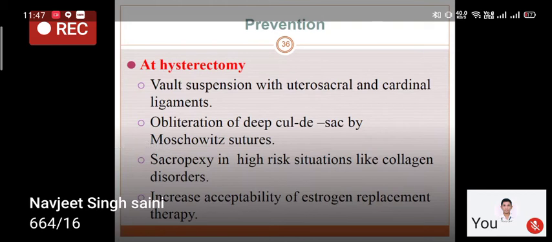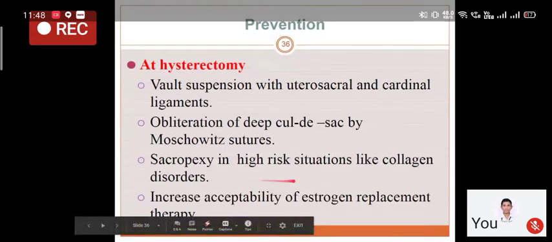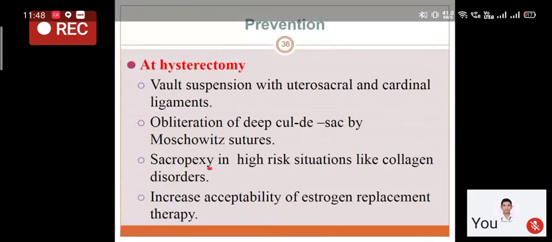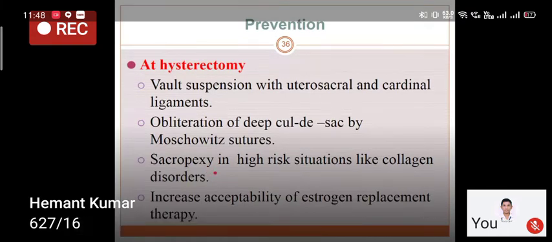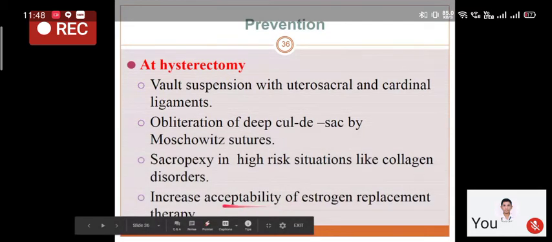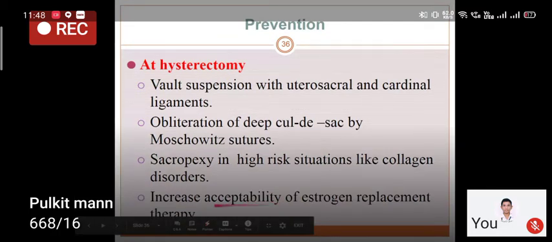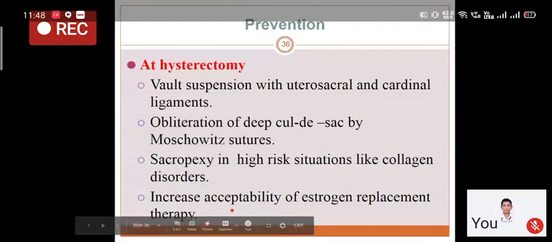abdominal procedure. And if you are doing hysterectomy for a patient who has an inherent collagen disorder, the wall of the vagina should be suspended with the sacral bone posteriorly using a sacropexy procedure with an artificial mesh. And in the postmenopausal phase, if you have done surgical menopause after hysterectomy, the patient should be encouraged for estrogen replacement therapy. That will also prevent early occurrence of prolapse. So vault suspension during hysterectomy should be done.